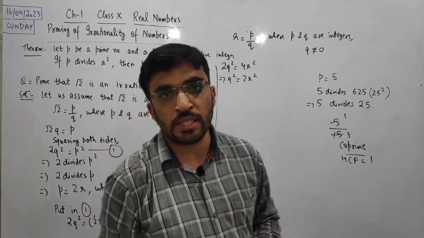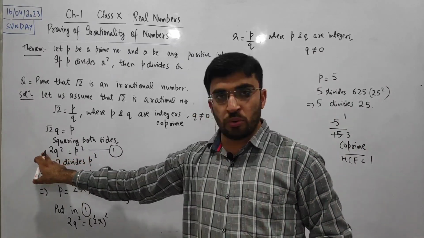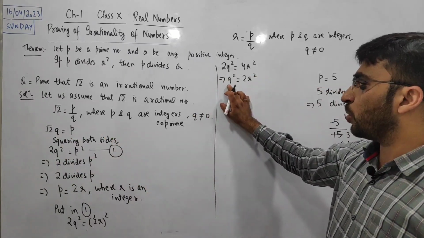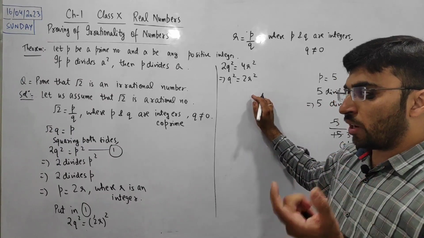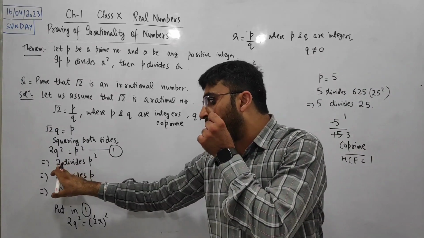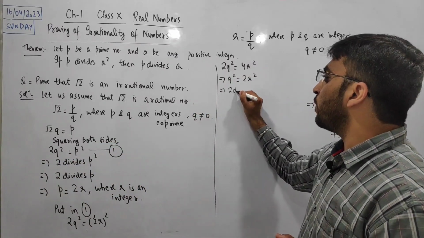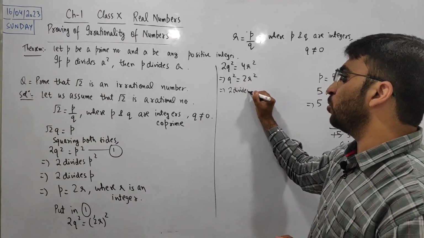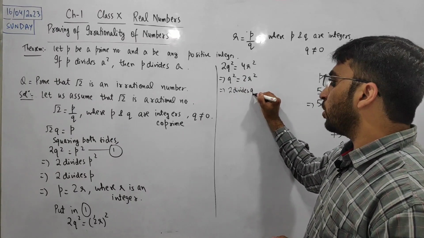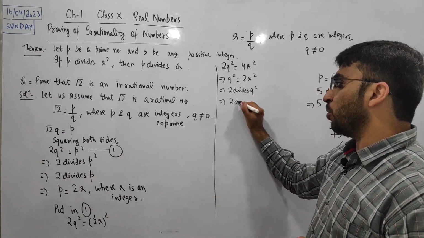Now see this statement once again. Earlier we were getting p square is equal to 2q square. Now we are getting q square is equal to 2r square. Aren't they similar? Here we had 2 divides p square. Here we are going to have 2 divides q square, because q square has been written as a product of these two numbers. From this we get 2 divides q also.